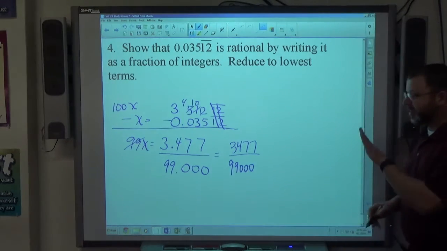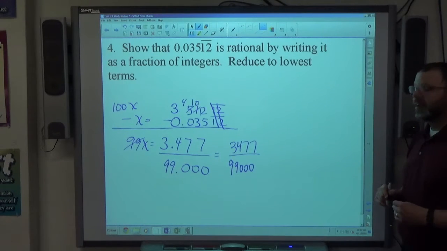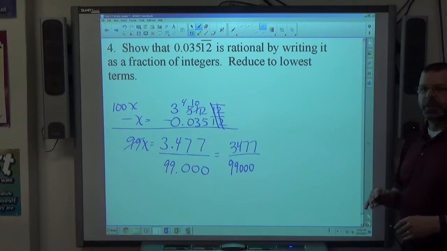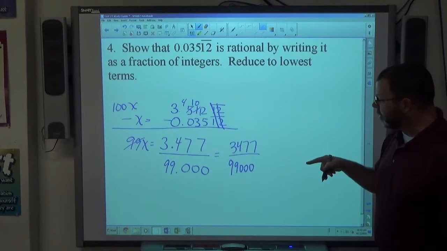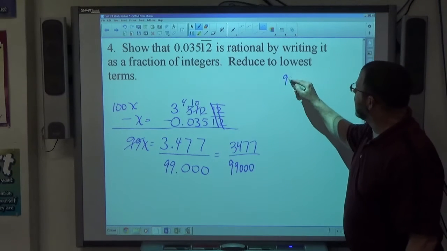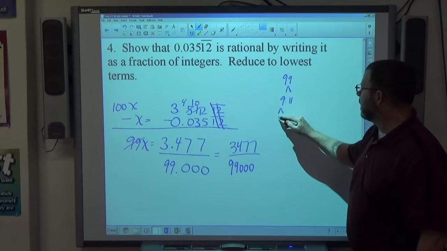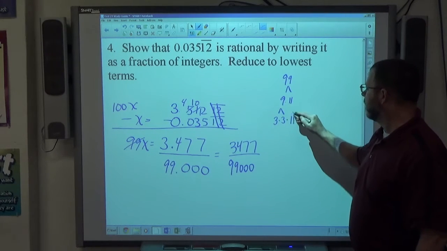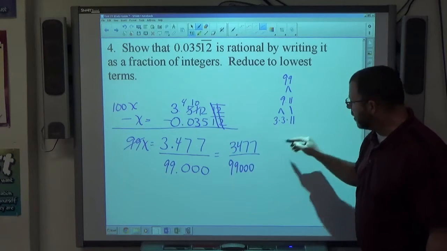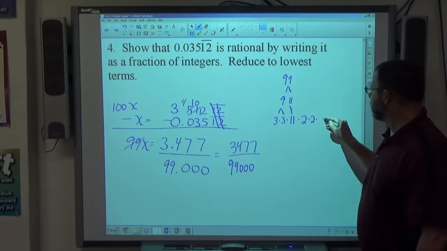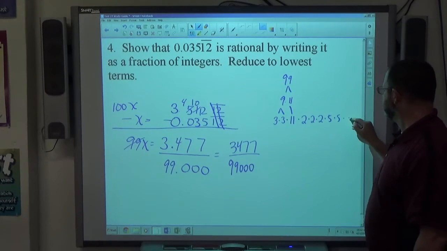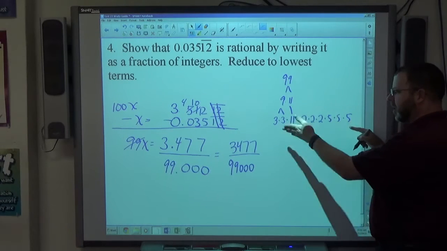All that's left to do now, that's the correct answer for half credit if it reduces. If it doesn't reduce, you're done, that's full credit. But we need to see if this reduces. So if we take a look at 99,000, just worry about the 99 part. That's 9 times 11. 9 is 3 times 3. 11 is prime. 1,000 is 3 2's and 3 5's. 10 times 10 times 10, so that's what it is.